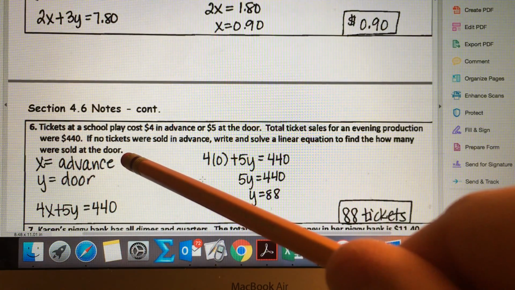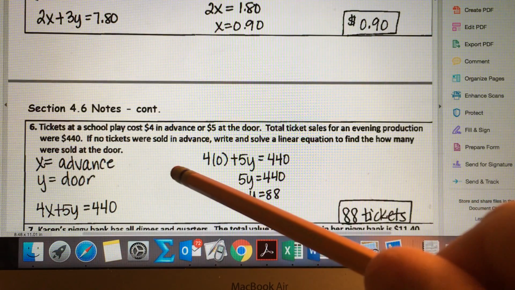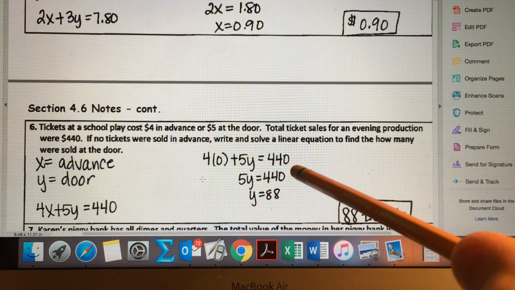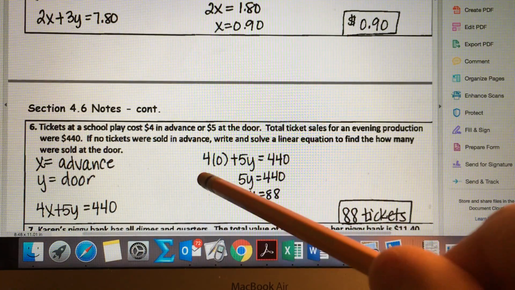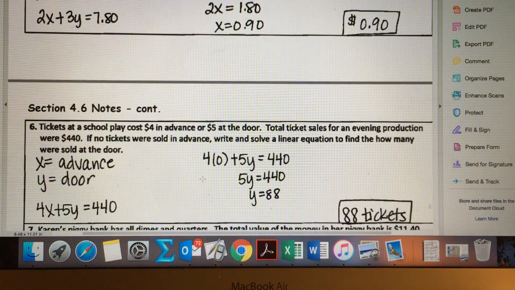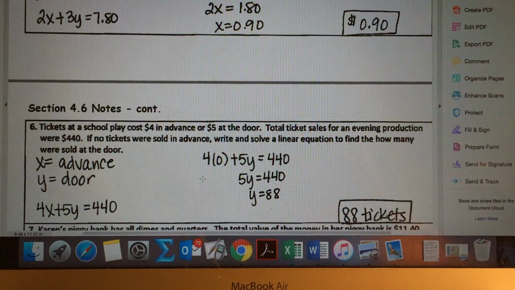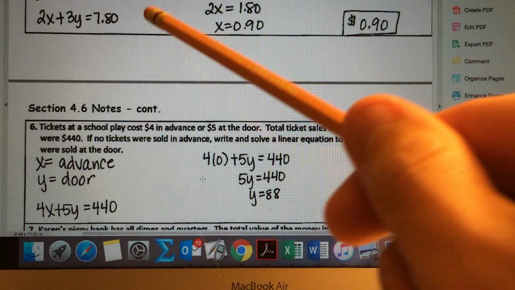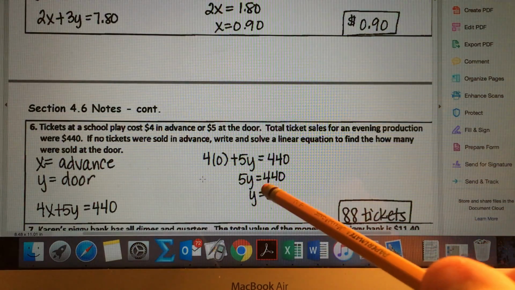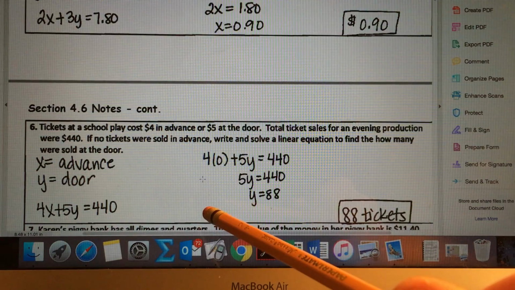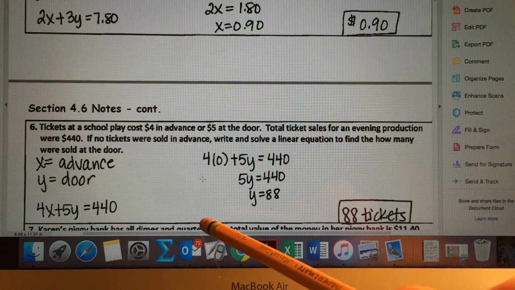X is 0, since remember, X represents the number of tickets sold in advance. So we can substitute in 0 for X, and then now we have an equation here that we can solve for Y. So we plug in 0 for X. 4 times 0 is 0, leaving us with 5Y equals 440. Then we divide both sides by 5, leaving us with Y equals 88. So 88 tickets were sold at the door.